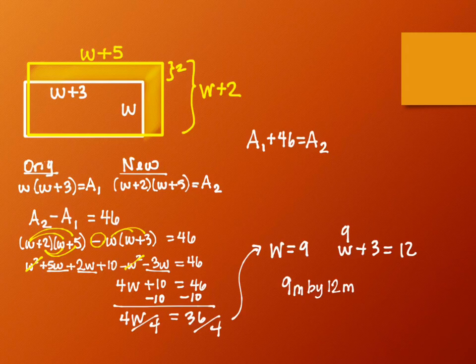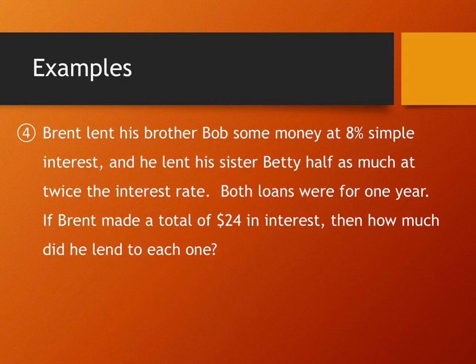All right, let's go on to our next one. Brent lent his brother Bob some money at 8% simple interest. Then he lent his sister Betty, weren't those parents clever, half as much at twice the interest rate. Both loans were for 1 year. If Brent made a total of $24 in interest, then how much money did he lend to each one?